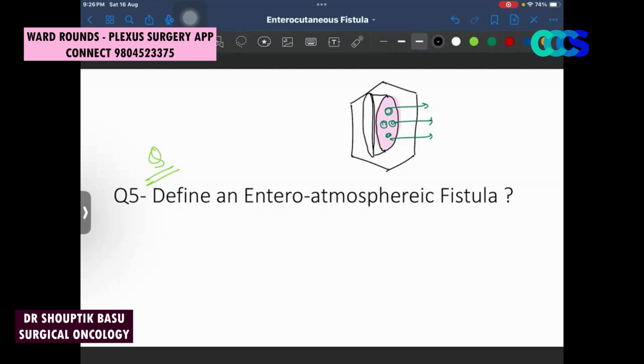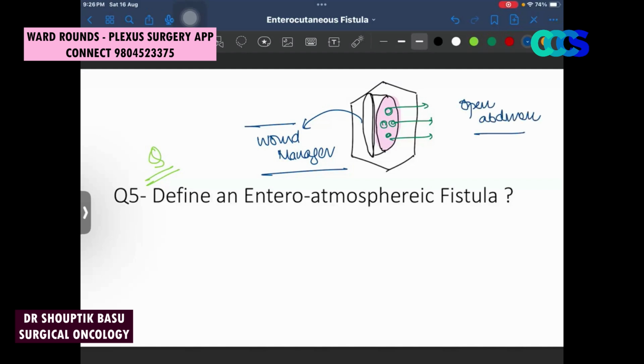Can you name this bag? What is this bag called? Bogota bag. Wound manager. It is called a wound manager. So this is technically an open abdomen. Now there is a classification of the open abdomen called the York classification.